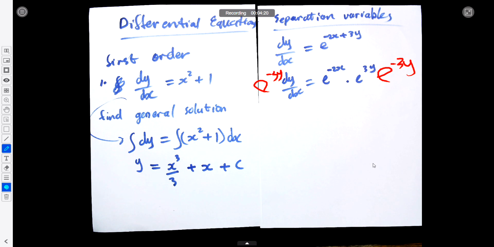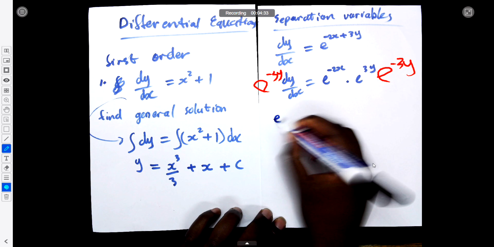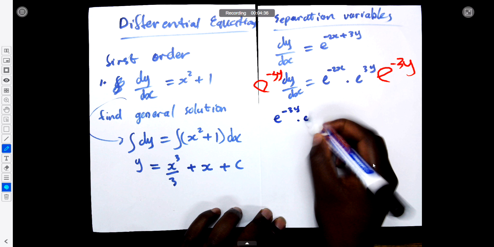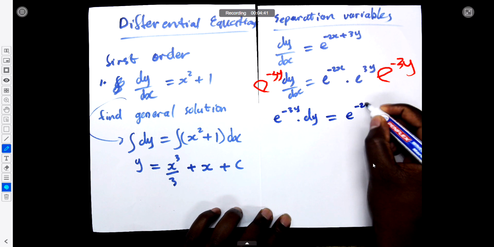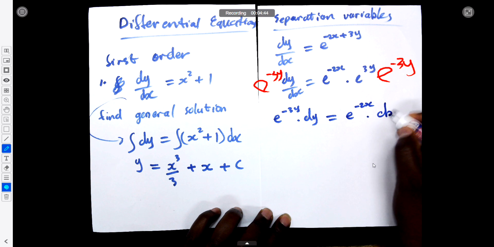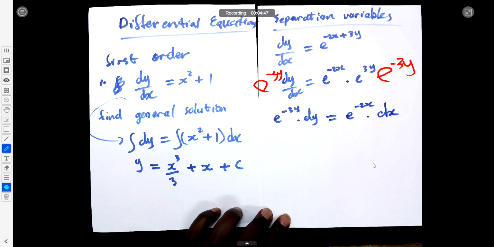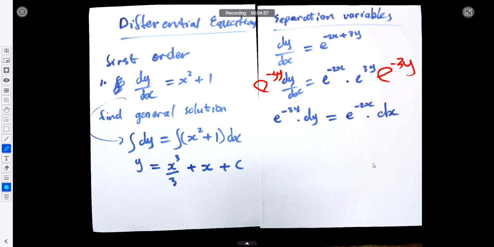We see that these two will get rid of each other, because when you add the exponents, it will be 0, and e to the power of 0 is 1. So this will be 1. Or you can divide if you want, it's still the same thing. So we'll have e to the power of negative 3y with dy. On the right hand side, we'll have e to the power of negative 2x multiplied by dx. So now at least we have the function on the left hand side in terms of y and the right hand side in terms of x.